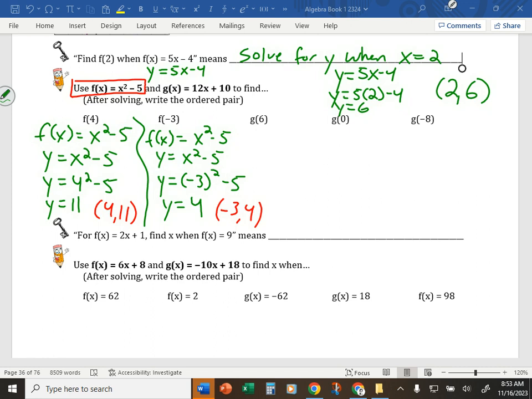I'm lost. Which part? The whole second question. Whole second question.